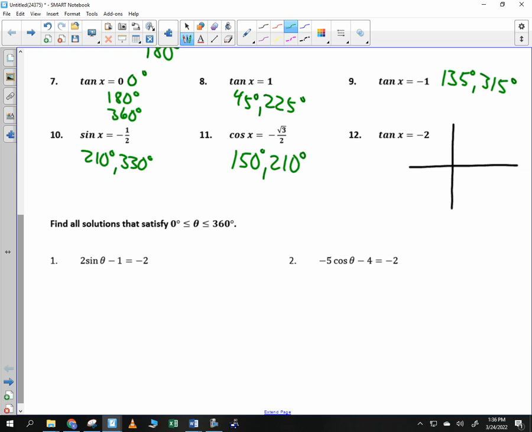All right. Here we go. Let's figure out where tangent is equal to -2. This is where we really need to hone in and make sure we're understanding what we're doing. First of all, I determine when is tangent negative. Which quadrants? 2 and 4. Good.